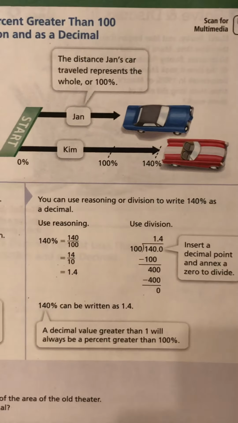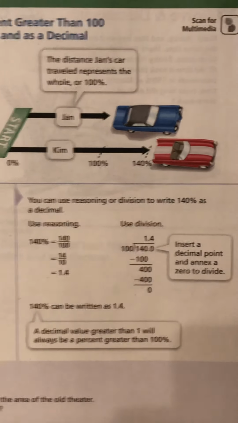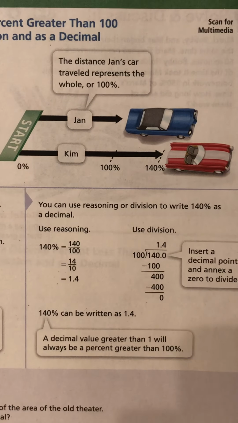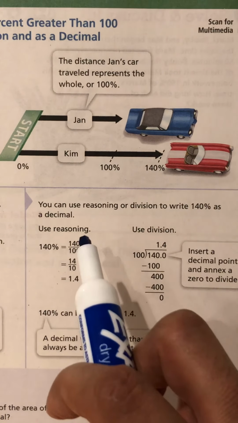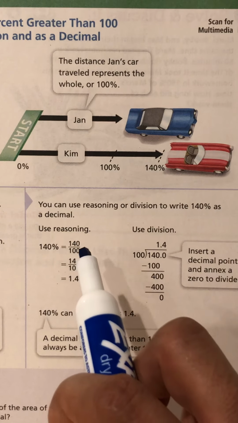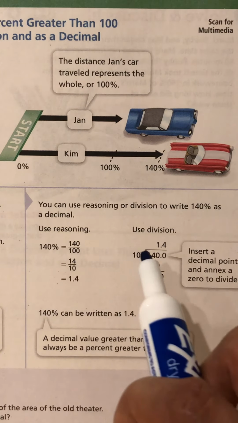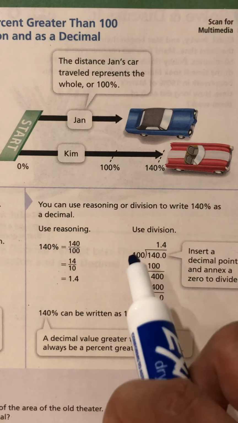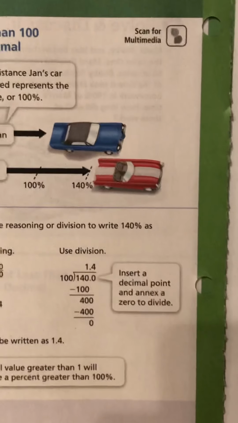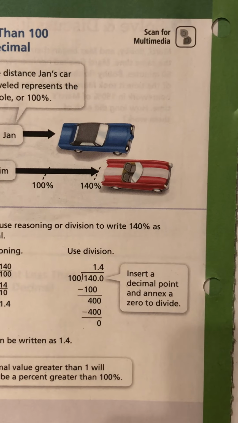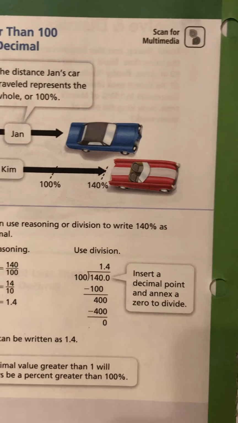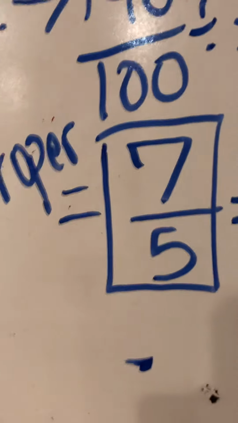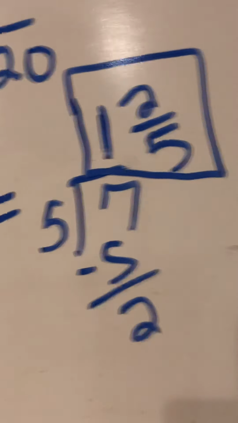So if you notice here, they're using just division. So here you have 140 over 100. So instead of simplifying, we go straight to division. You divide 140 divided by 100, which gives you 1.4. So remember here, again, we are simply dividing. Well, how is it that here we only got 7/5 and 1 2/5?